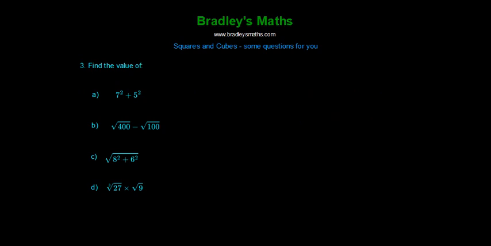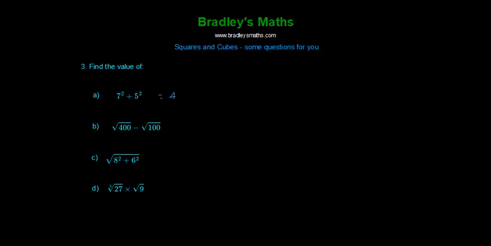7 squared plus 5 squared. This is 49 plus 25, which equals 74. Root 400. Now this root 400 is beyond the limit that you're supposed to go to, but you should learn root 400. It's such a useful number to know. Root 400 is 20, minus root 100 is 10, equals 10.